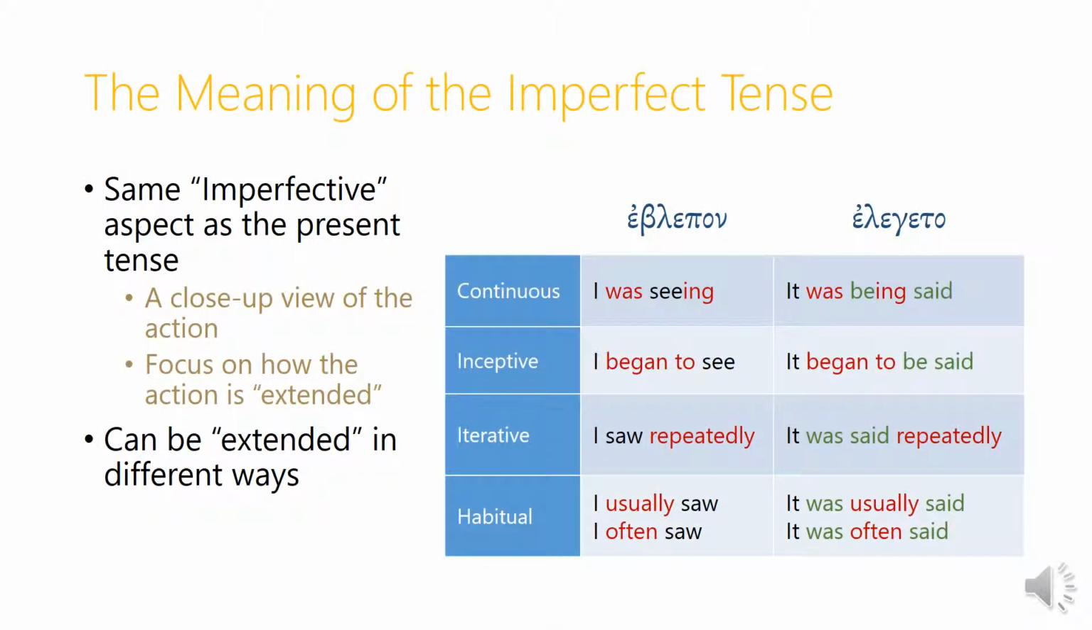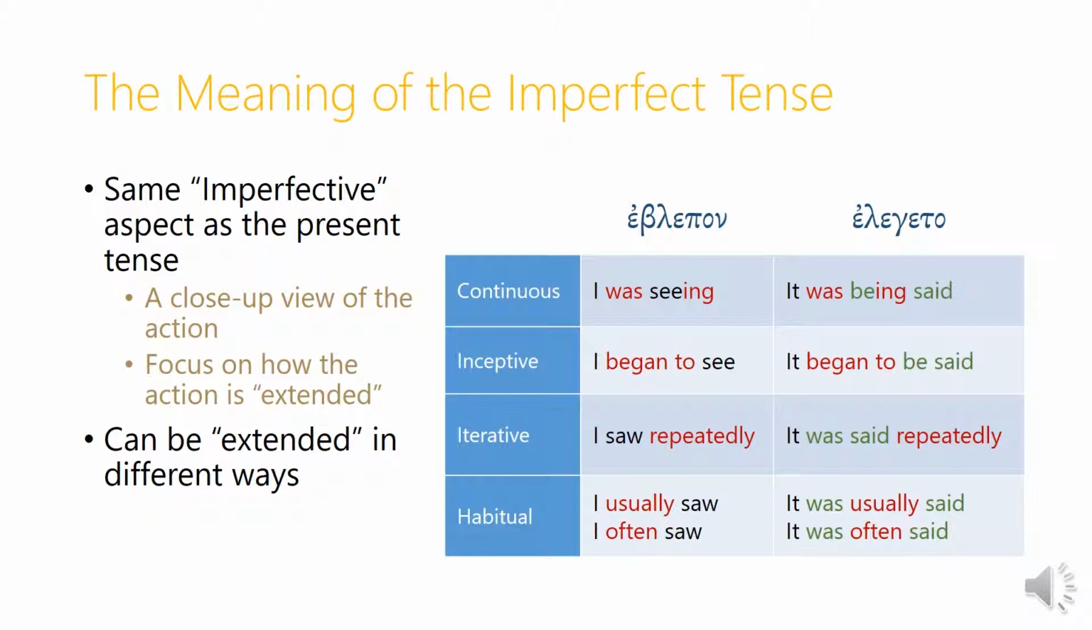So what's the meaning of the imperfect tense? Well, it uses the same imperfective or continuous aspect as the present tense. This takes a close-up view of the action, focusing on how the action is somehow extended or made continuous. But it can be extended in different ways. And in the present tense, we talked about continuous present, inceptive present, iterative, and habitual present. And we have the same variety of uses of the imperfect tense.